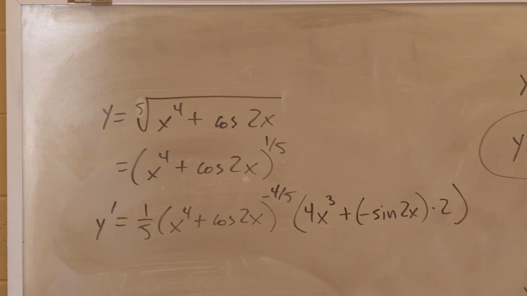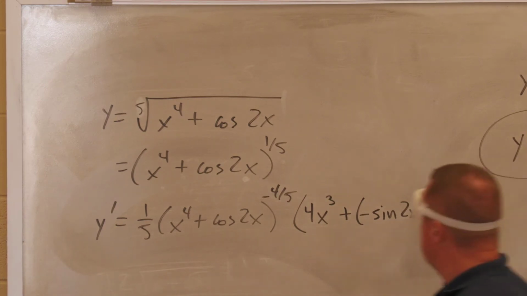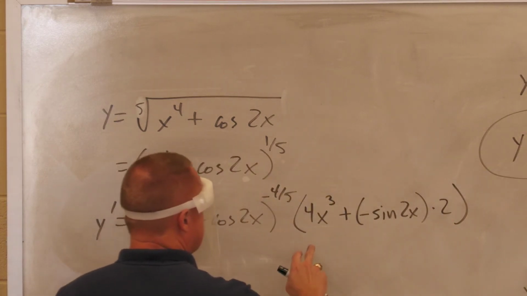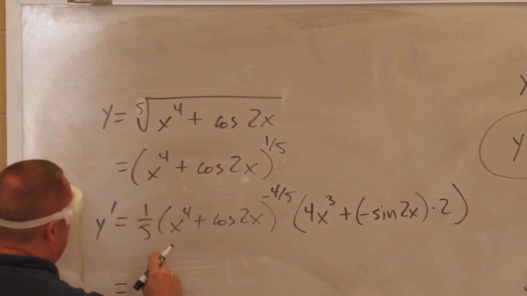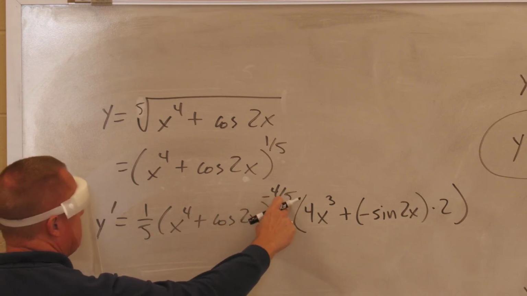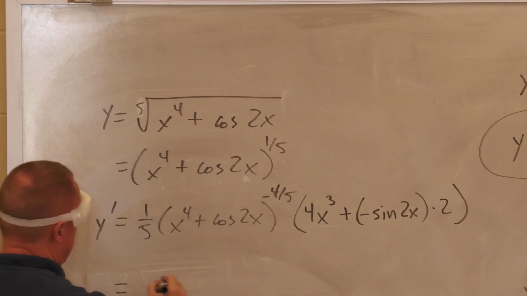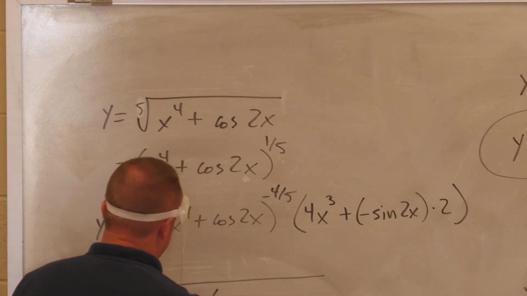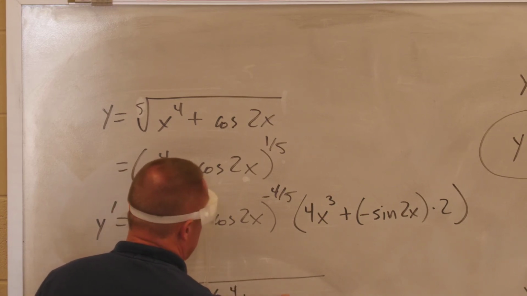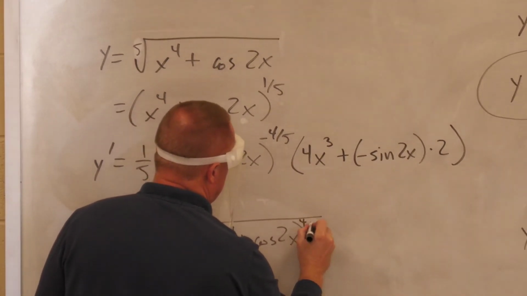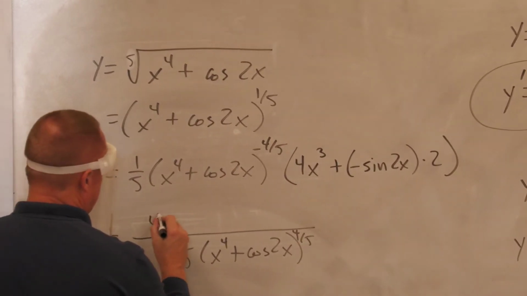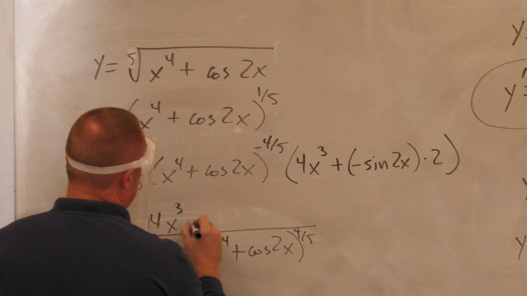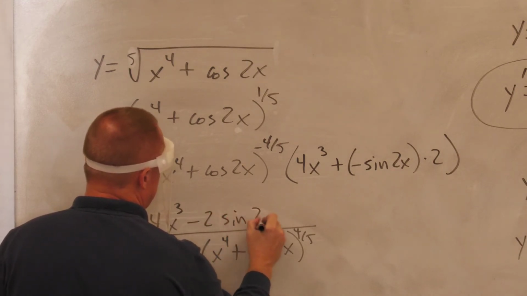Questions about that? So to write the answer, let's see, I would write on the bottom 5, and this negative 4/5, move that to the bottom. So I would say 5 times x to the 4th plus cosine 2x to the positive 4/5 power. Then on the top I would have the 4x cubed minus 2 sine 2x.